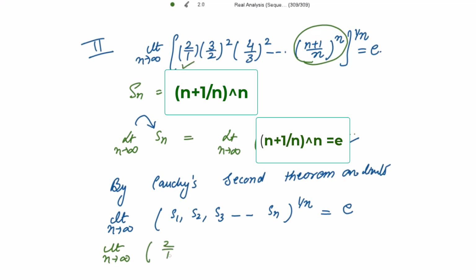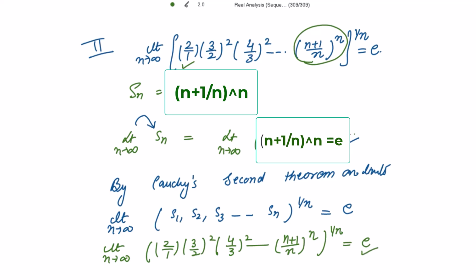Which implies the limit as n tends to infinity, just write S1. This is 2 by 1, then S2 is 3 by 2 whole square, then S3 is 4 by 3 whole cube, and so on. Sn is (n plus 1 divided by n) to the power n. This limit, to the power 1 by n, is equal to e. So we have shown that this limit is equal to e.